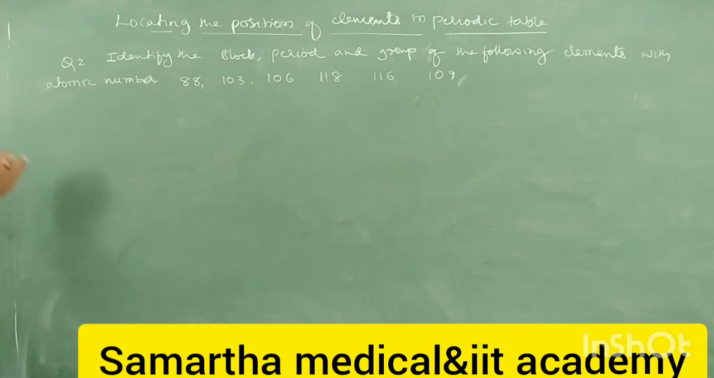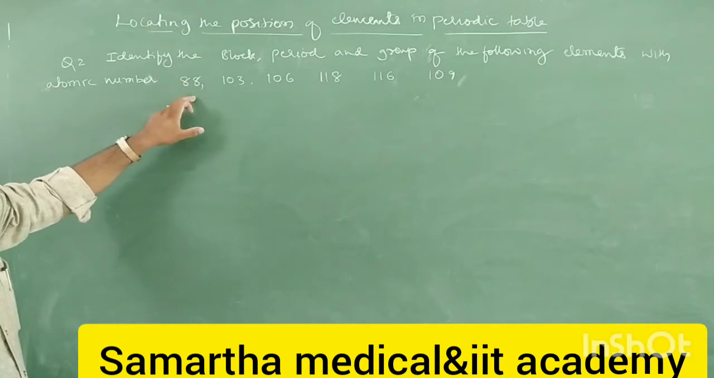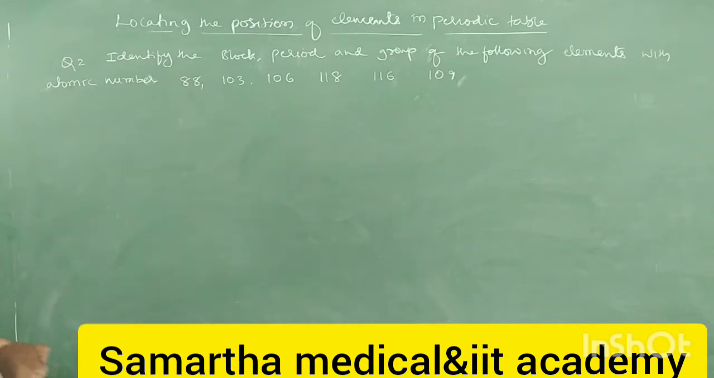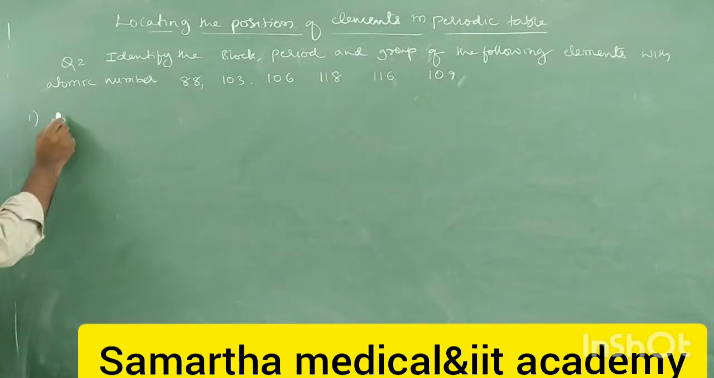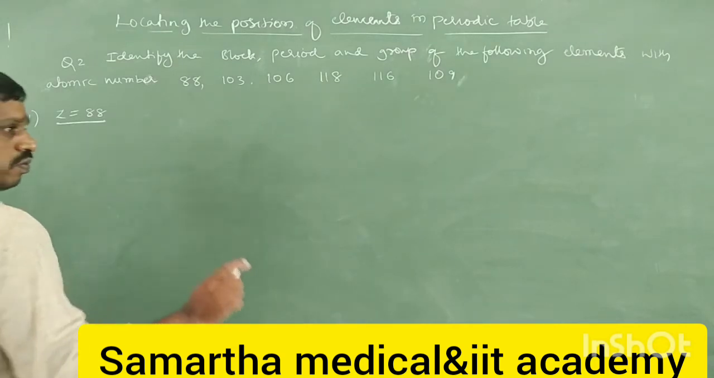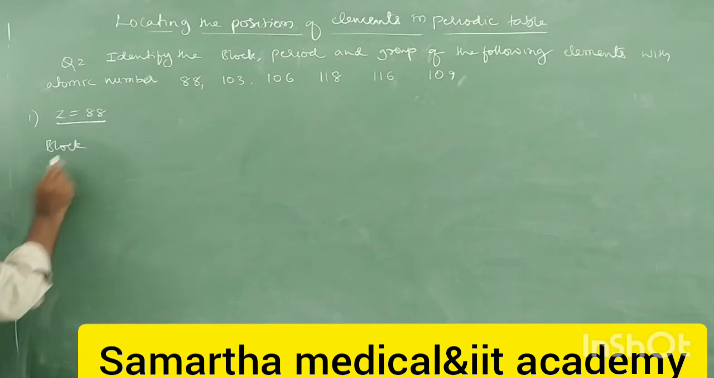Right, so this is another question. In this question they have given the atomic numbers. Atomic number 88 element, which block does it belong to, which period, which group? Blocks are considered. So let's say first is Z equal to 88. Come on, tell me, if the atomic number is 88, which block first?